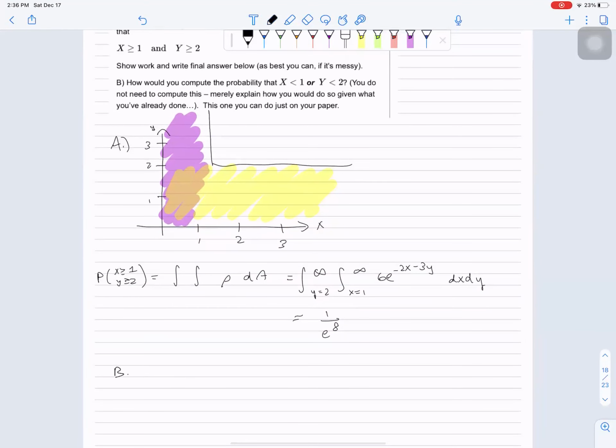So part B, what does this mean? We want this entire region. They're asking what is the probability that we have this highlighted part, everything. Well, in part A, we just calculated what this red part is. So the probability that x is less than 1 or y less than 2 is going to be, what's the maximum probability I can have? It's 100%, or 1, minus the probability that I just found in part A, which is 1 over e to the 8.